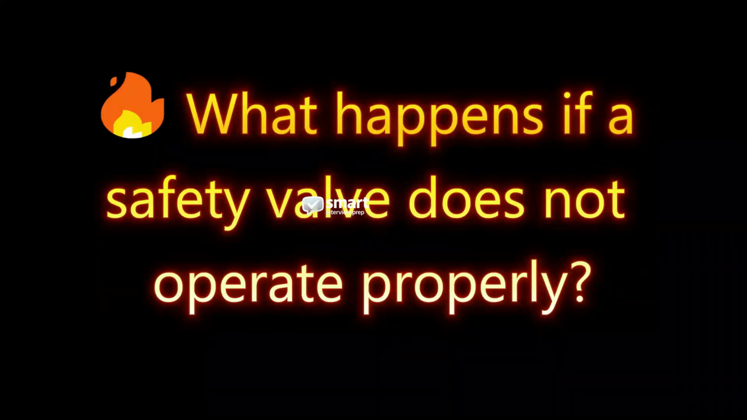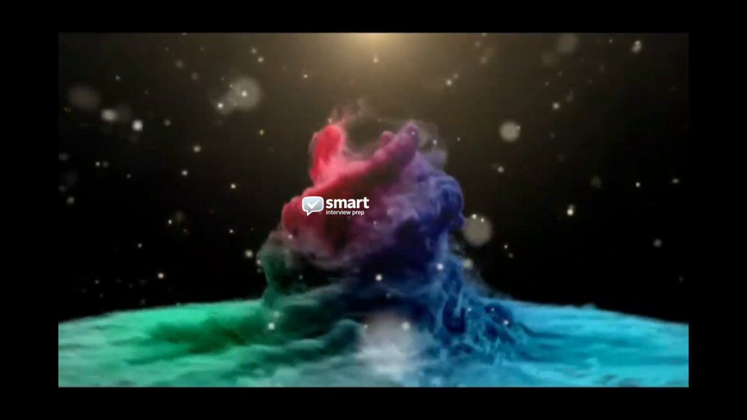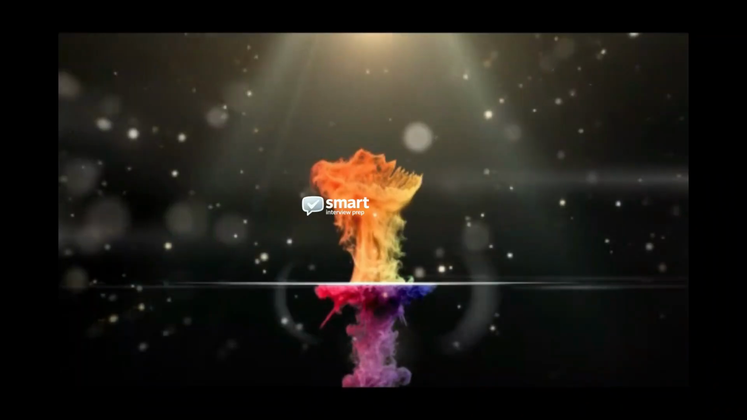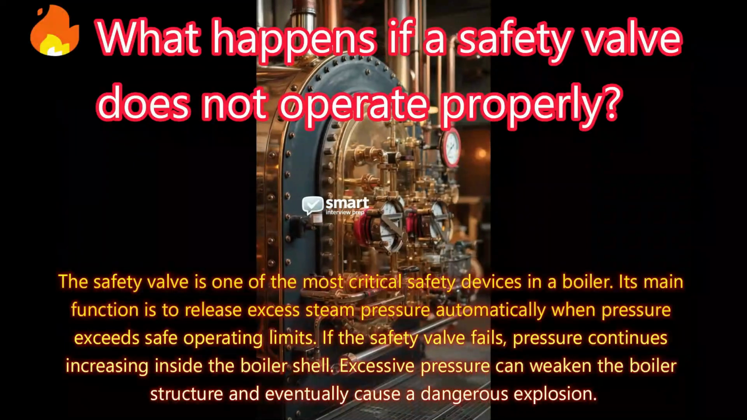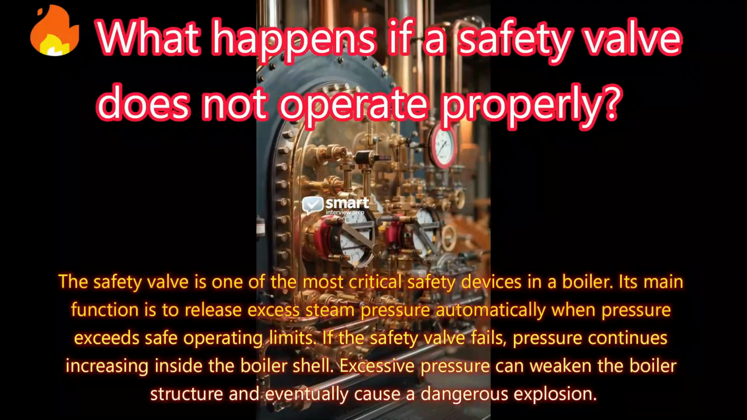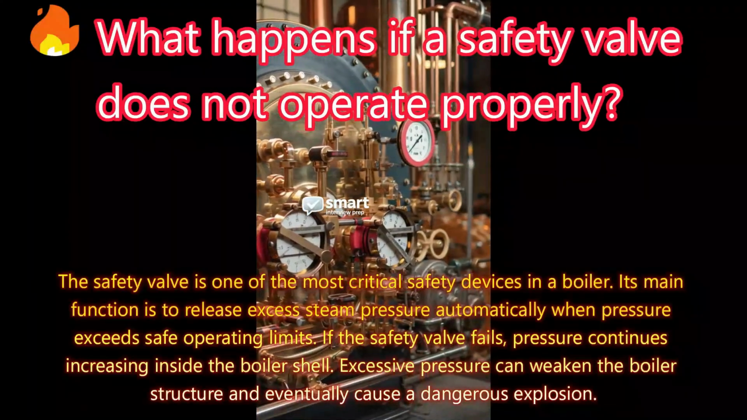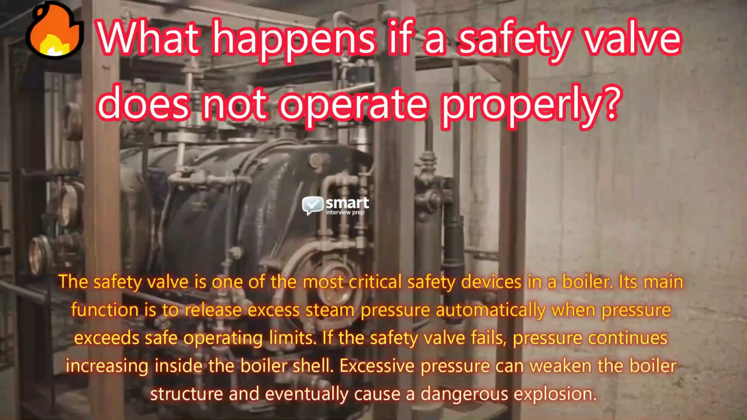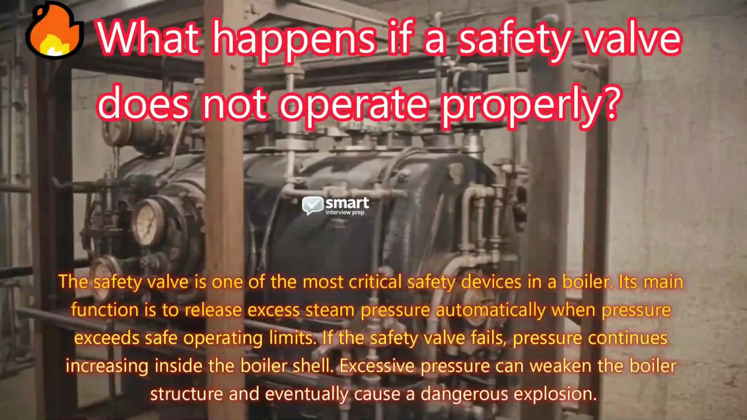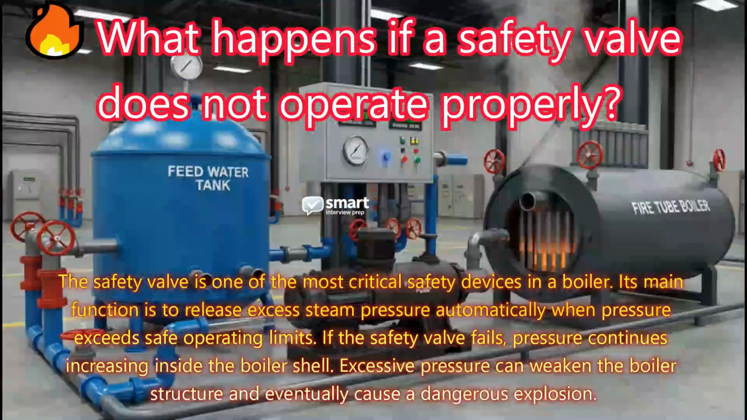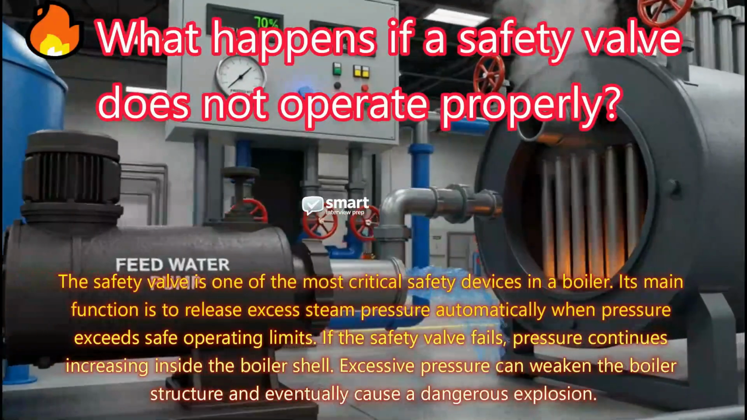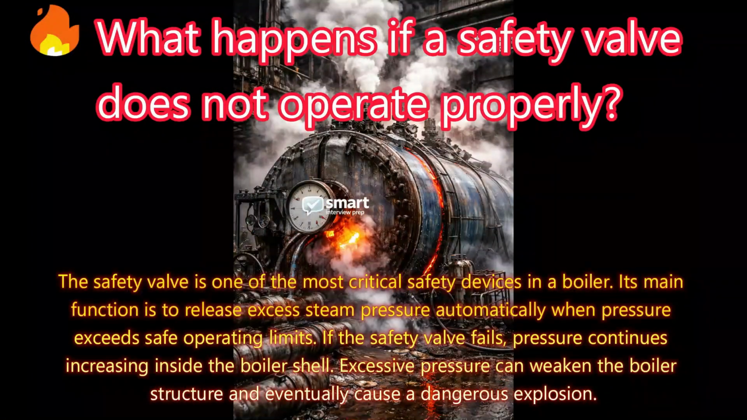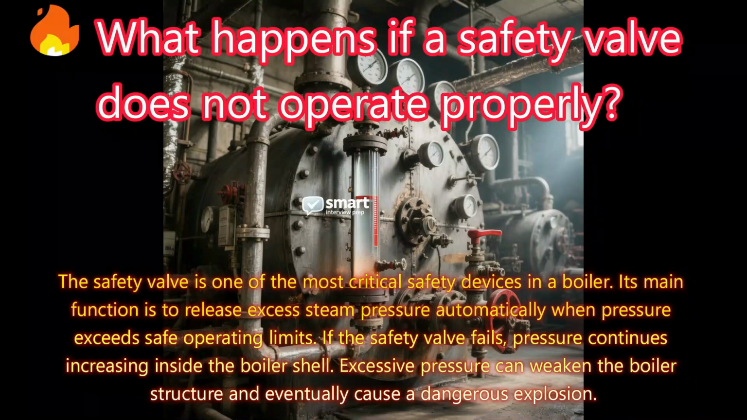What happens if a safety valve does not operate properly? Answer: the safety valve is one of the most critical safety devices in a boiler. Its main function is to release excess steam pressure automatically when pressure exceeds safe operating limits. If the safety valve fails, pressure continues increasing inside the boiler shell. Excessive pressure can weaken the boiler structure and eventually cause a dangerous explosion.